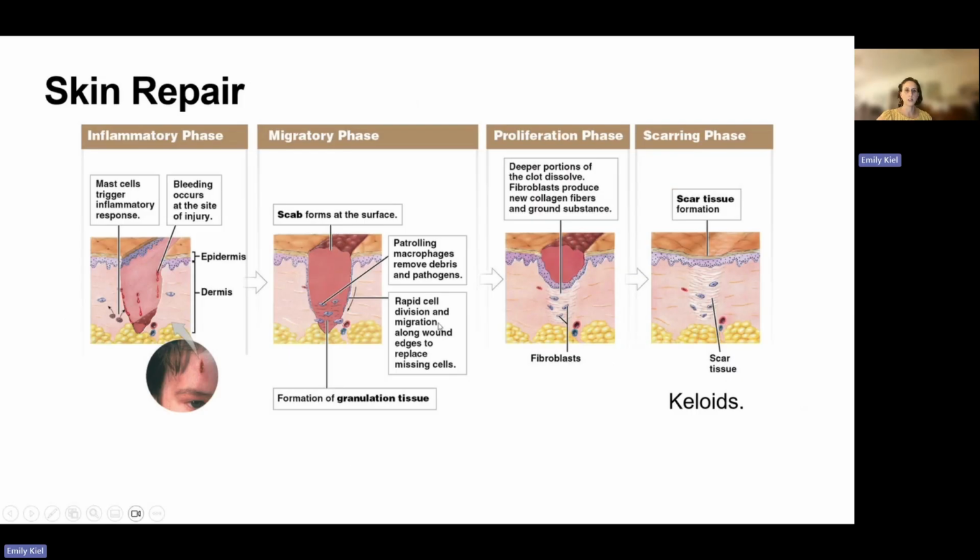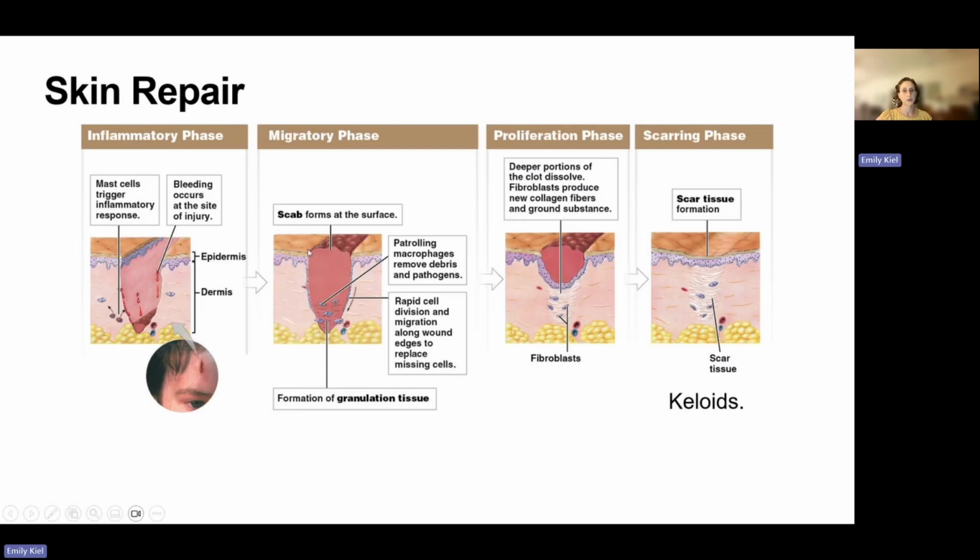And then our last little clinical correlation is skin repair. So there's 4 phases. We want to know those 4 phases. We've got the inflammatory phase, where mast cells will trigger an inflammatory response because of this injury, and we've got some bleeding going on there.